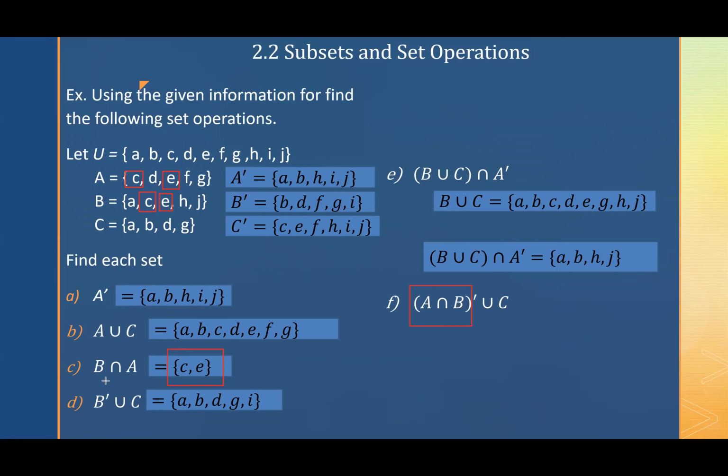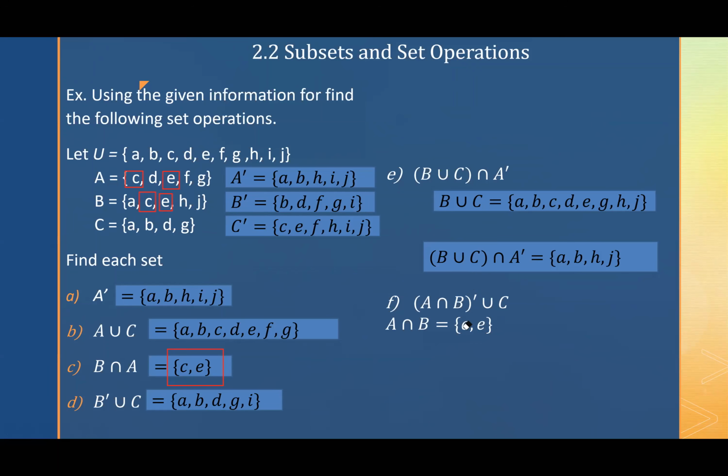In A and in B, or B and A, which is the same, right? But again, they look at this thing here, which is we need to find A intersection B. A intersection B is that item. And then they turn around and they say, whatever you just find, C and E, I don't want it. I want the complement of that.